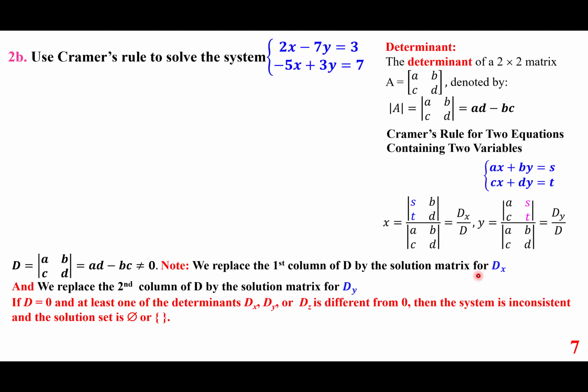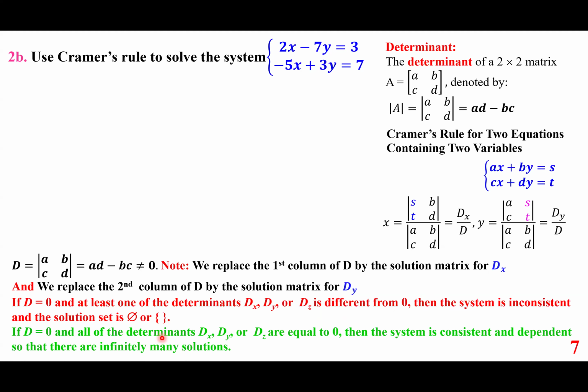What else is there? If D is 0, the denominator is 0, and at least one of the determinants D sub x, D sub y, or D sub z (I mention D sub z because it applies if it's a 3 by 3) is not 0, then the system is inconsistent, and the solution set is phi, an empty set. If D is 0 and all of those determinants, D sub x, D sub y, D sub z, are equal to 0, then the system is consistent and dependent, so there are infinitely many solutions.